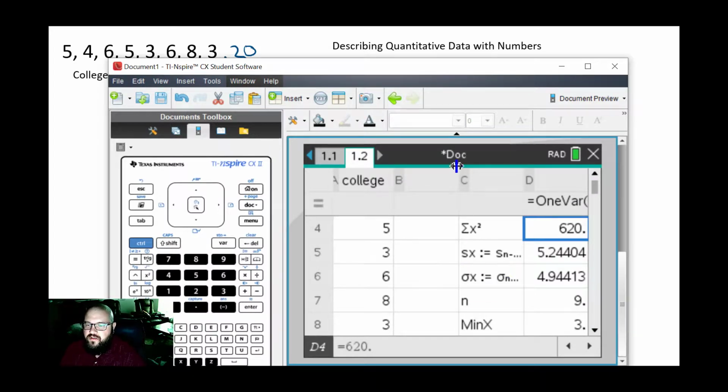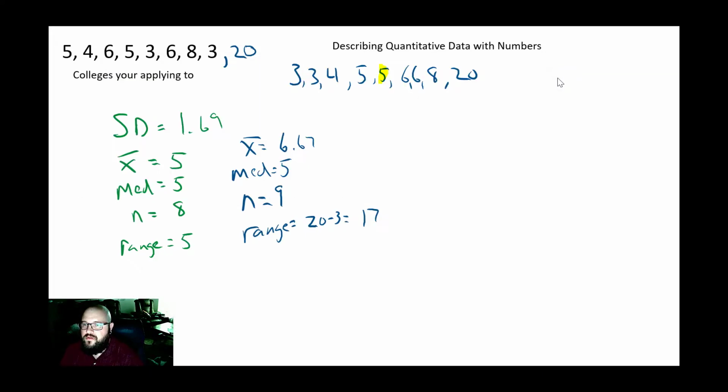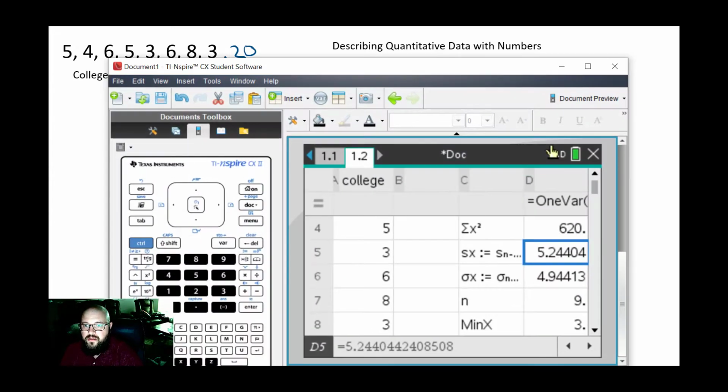Now this gives us everything that we need to know. On here, the SX right here, this value is classified as your standard deviation. So the standard deviation now went to 5.24. So our standard deviation is now 5.24. So that changed quite a bit, right? Quite a bit. Let's see if we got everything else right.